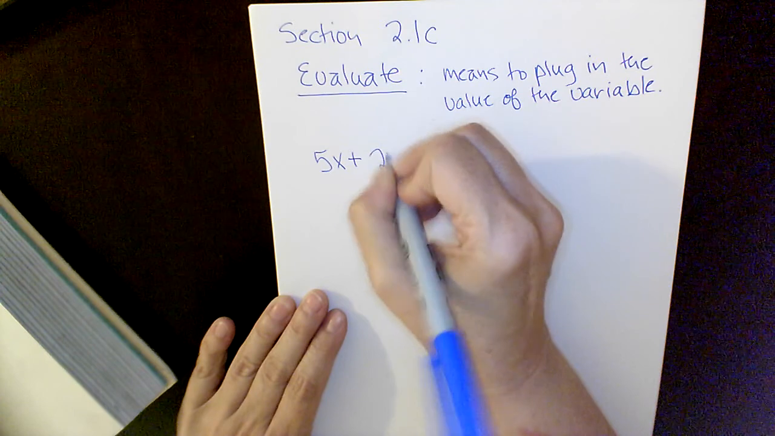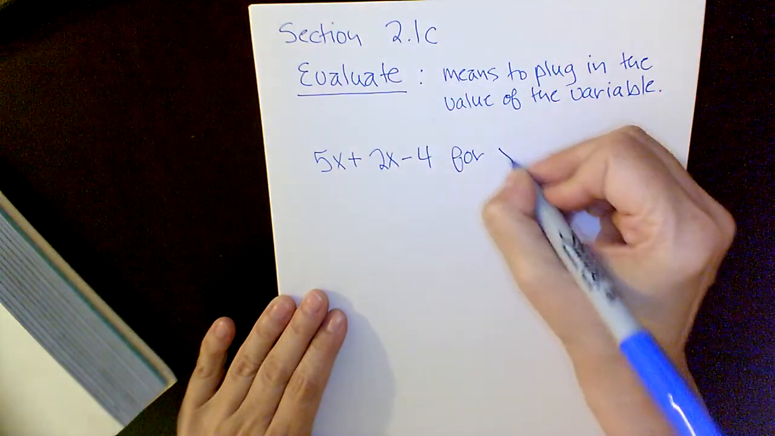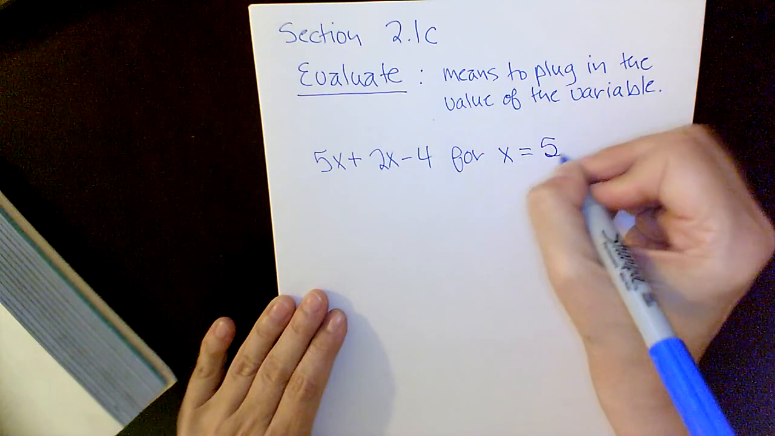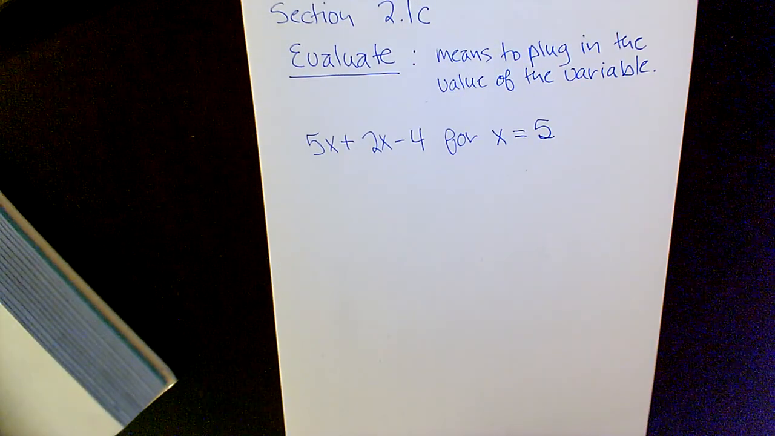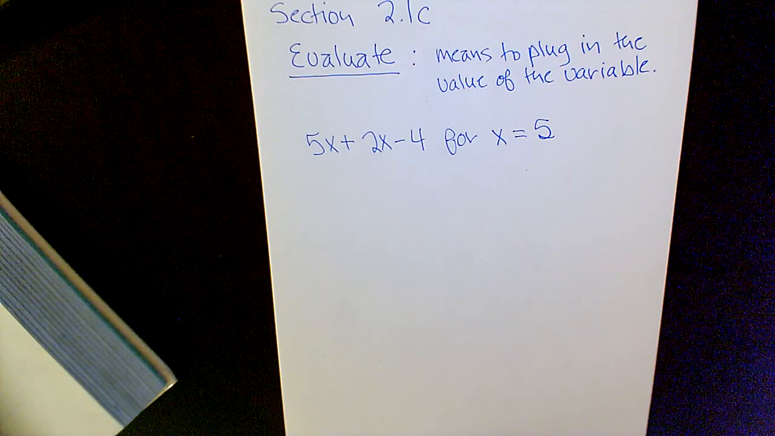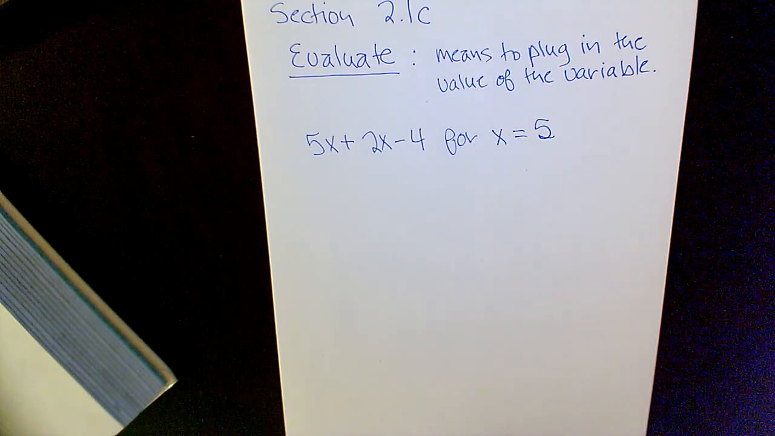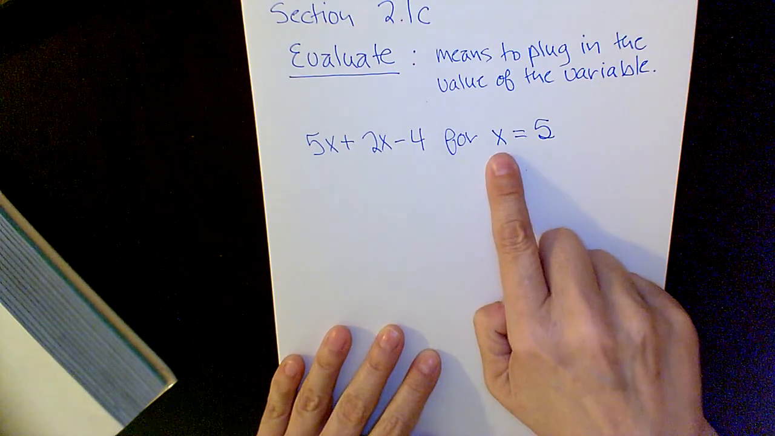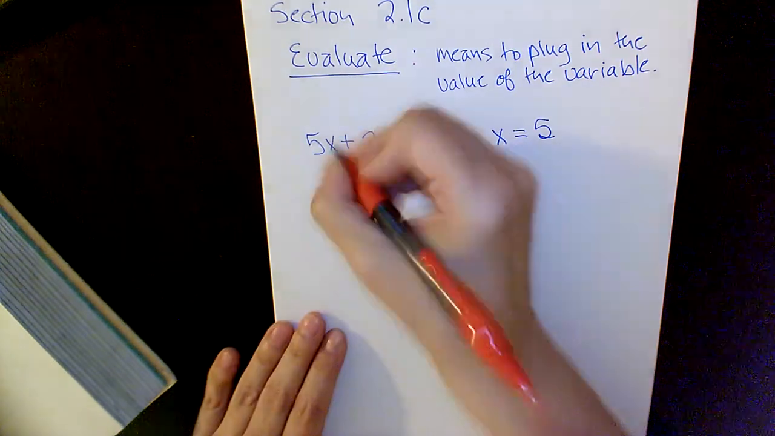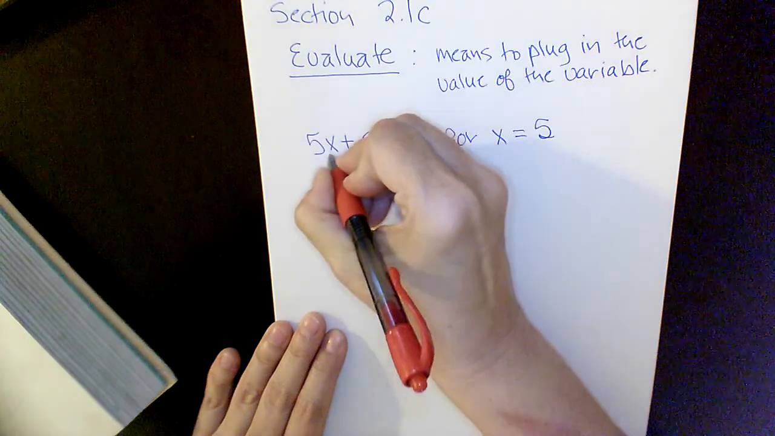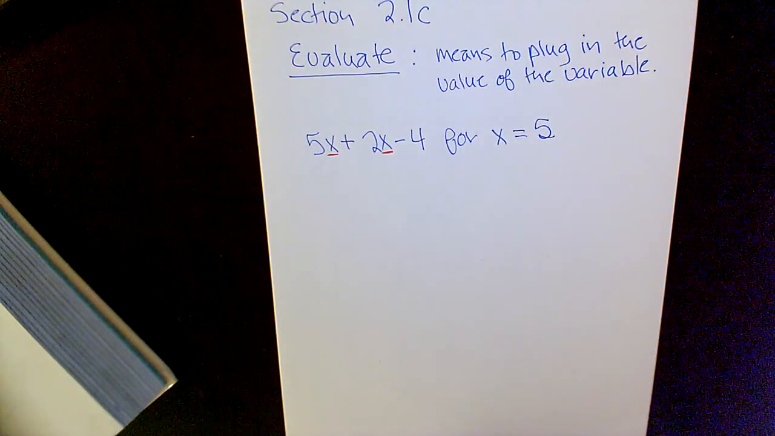So here's my first problem, which is from the book. I want to evaluate 5x plus 2x minus 4 for x equals 5. So I know my variable is 5. X is 5. So wherever there's an x, I'm going to plug in a 5.